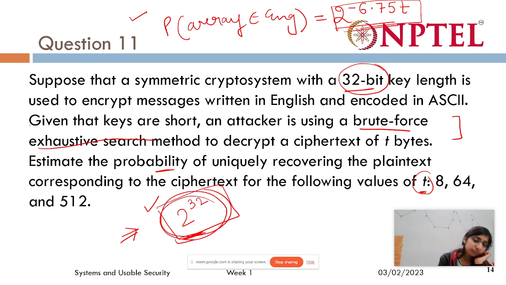So it's 2 power 8 by 2 power 32, something like that. Yes, please, you are very near to the solution. Please give it a try. I already gave you all the necessary hints that are needed to solve this question.